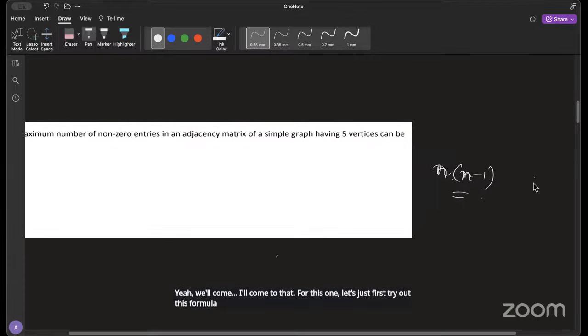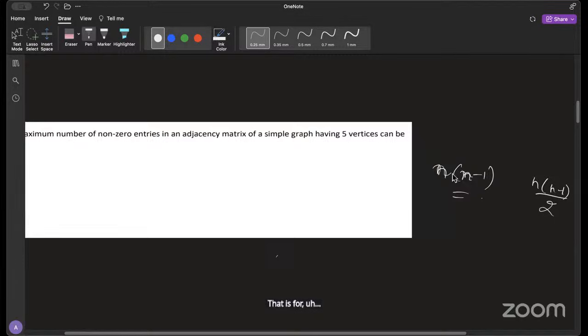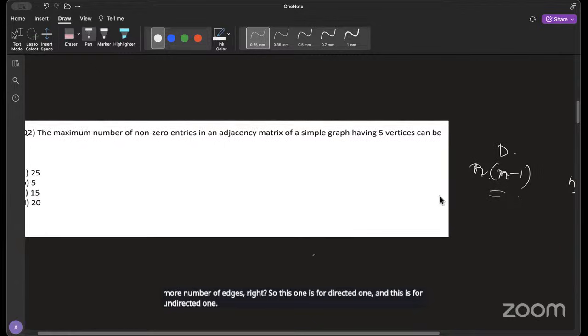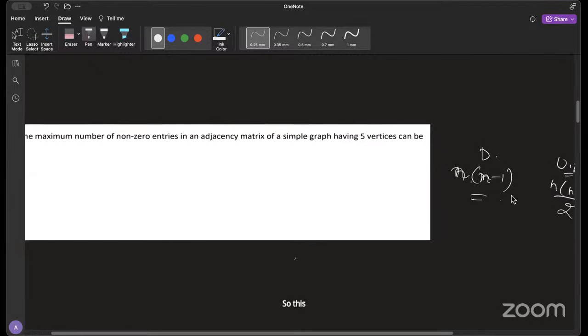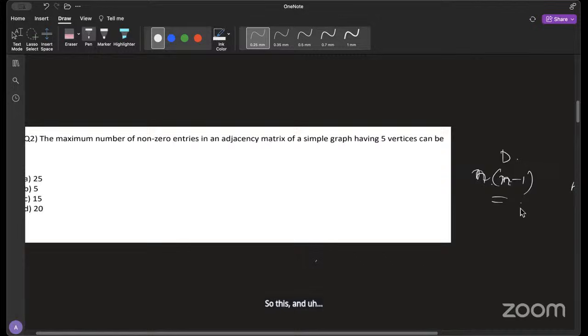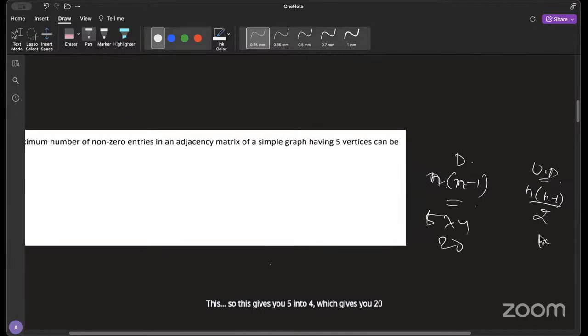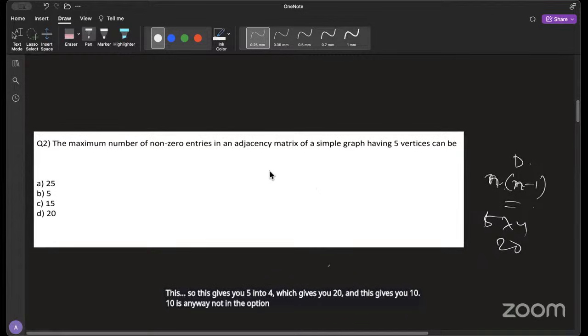And the other one we have is n(n-1)/2. A directed graph has more edges, right? So this one is for a directed graph and this is for an undirected one. This gives you 5 into 4, which is 20, and this gives you 10. 10 is anyway not in the options, so it should be 20 only.